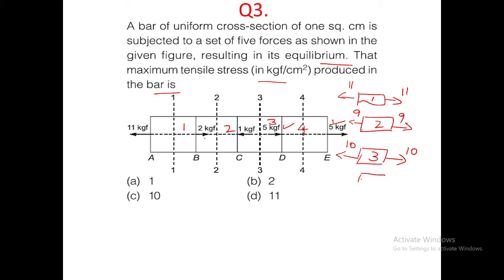Next, the fourth free body diagram: left side is 11 tensile, 1 is tensile, so 12. 5 and 2 are compressive, so 12 minus 7, 5. This is also 5. In which section is the maximum tensile force produced? So 11, 9, 10, 5. The maximum tensile is 11. The answer is 11.